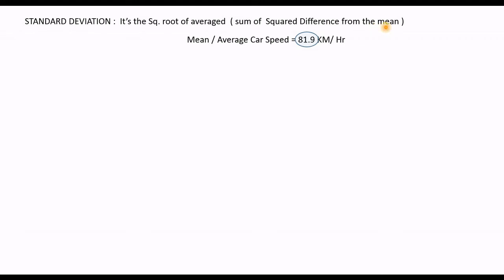So I have the mean. I will calculate how each data point is behaving from the mean. I will calculate the difference. I will square that difference. I will add all that squared difference. I will take the average of that and take the square root. It will be the standard deviation. Well, it looks complex in text form like this, but it's very easy when you see it in the example.